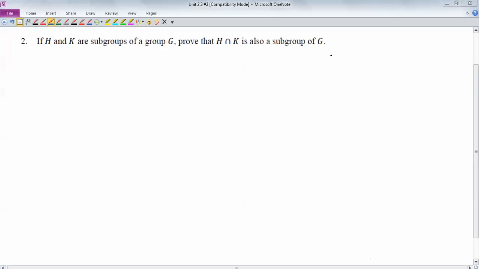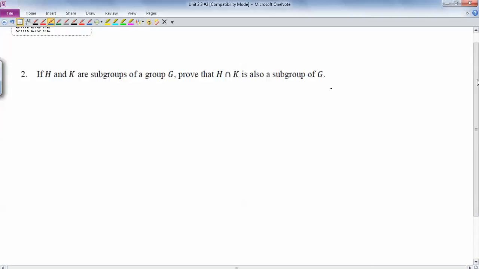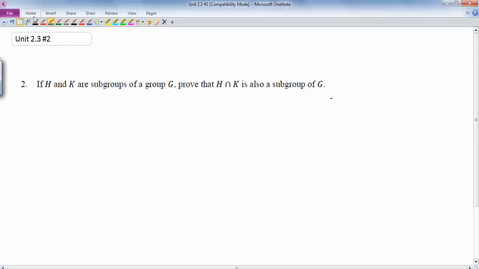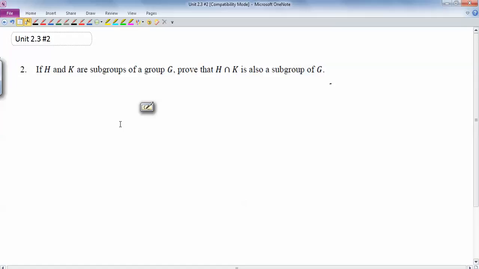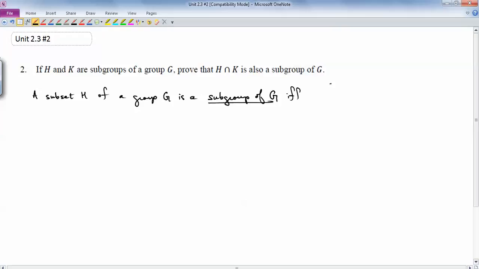All right. So this is 2.3, number 2, and it's a subgroup proof. So remember subgroups. Let's get the definition here. A subset H of a group G is a subgroup of G if and only if these three things are met.